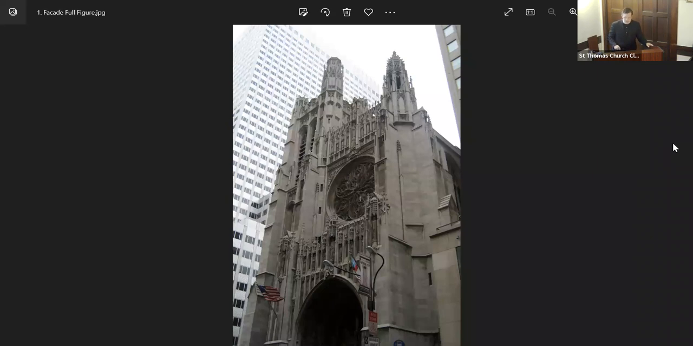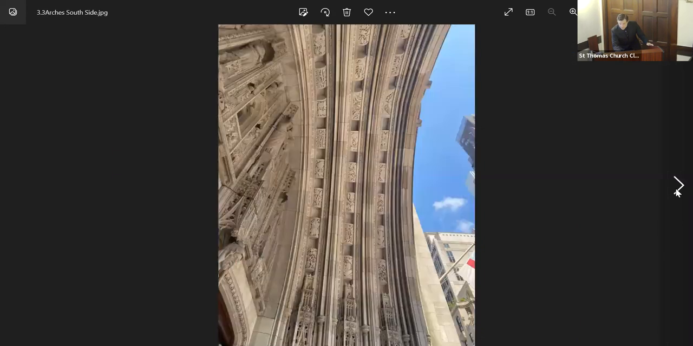Perfect. Now, to review a little bit of what I said last time, the church built in the late teens was not finished in terms of its ornamental facade, but there was a plan for it to be finished. And that plan is found in a document that I want to show you now.